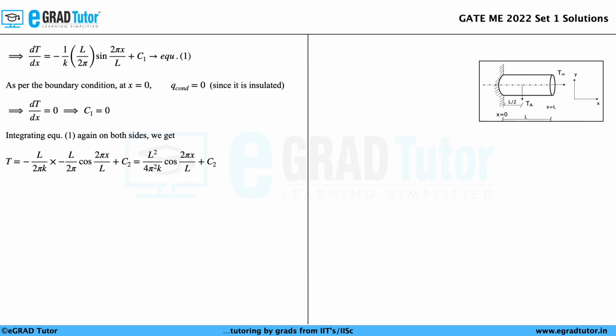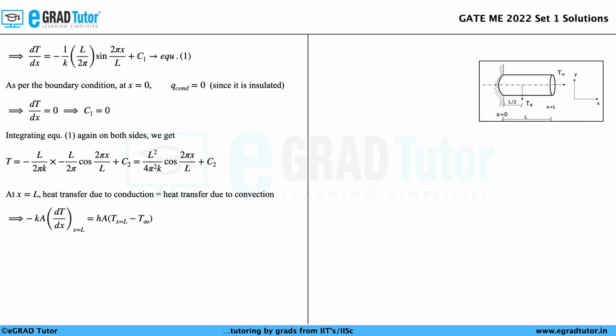Now, the other boundary condition is that at x equal to L of the rod, heat transfer due to conduction should be equal to heat transfer due to convection. That is, the basic governing equations say that heat transfer due to conduction is minus kA into dT by dx at x equal to L, and heat transfer due to convection is h into A into the temperature at x equal to L minus T infinity.